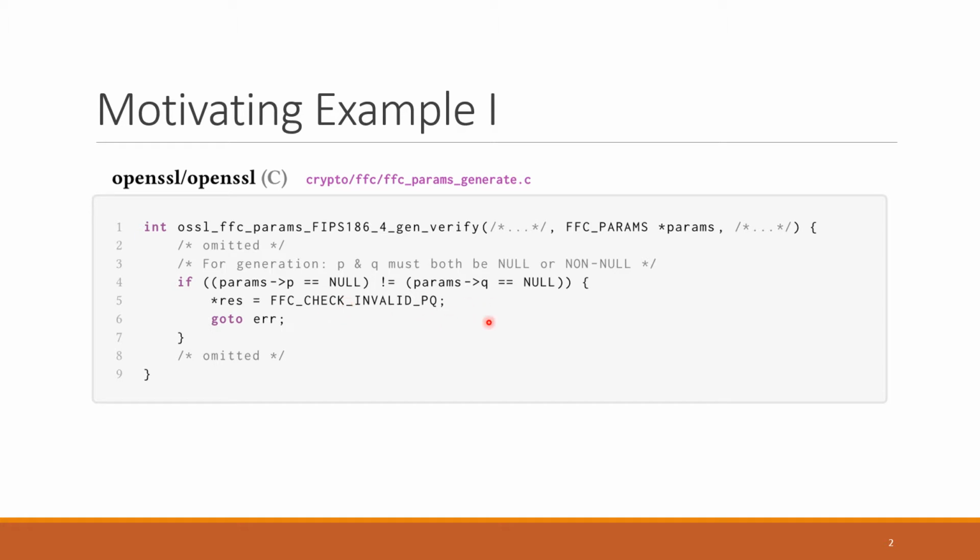So what is interesting about this example is that it shows that the nullity of P somehow depends on the nullity of Q, and the nullity of Q somehow depends on the nullity of P. This is what we call relational nullability. And as I said, if this is not the case, then a runtime error may occur and this program may crash.